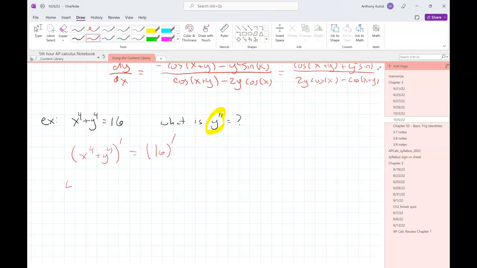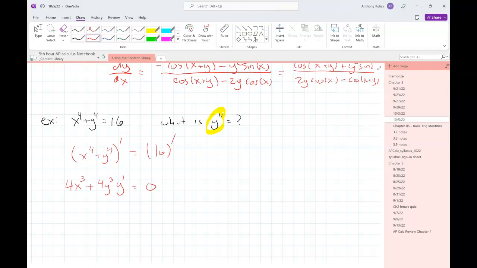So we'll take the derivative of both sides. The derivative of x to the fourth becomes 4x cubed. The derivative of y to the fourth becomes 4y cubed times y prime. And the derivative of 16 is 0. What's the y prime doing? It's the same as dy dx, right? Just a different notation, so it just looks a little different. Either notation is fine to use, right?